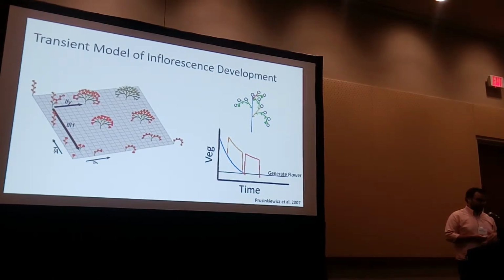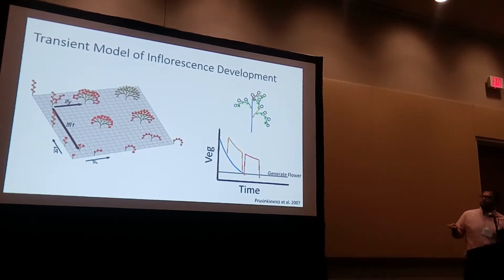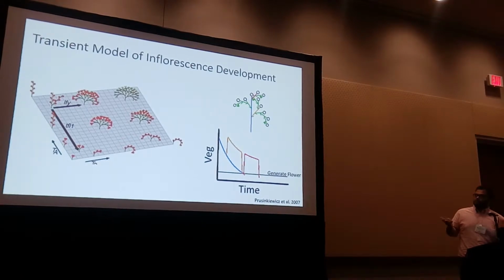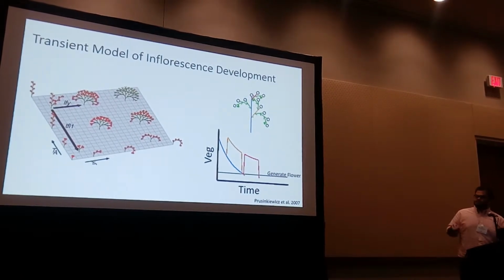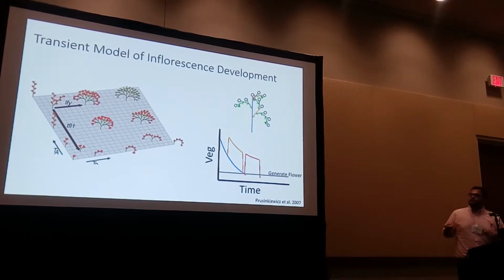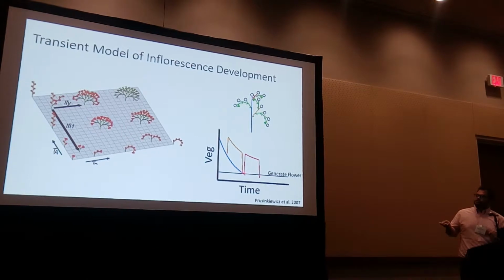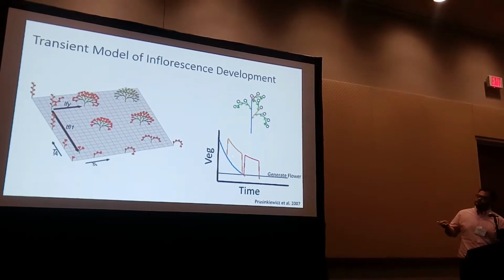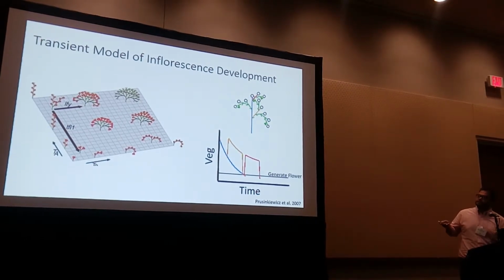And so here we have this transient model. It's not an evolutionary model, but it's a model of branching architecture in plants that works like this. Essentially, it models this vegetative factor here on this graph. And this vegetative factor is a function of time that slowly decreases. And as this decreases, once it reaches a certain threshold, it'll generate a flower. So this blue line corresponds to this blue branch, this yellow line to this yellow branch, and this red line to this red branch.